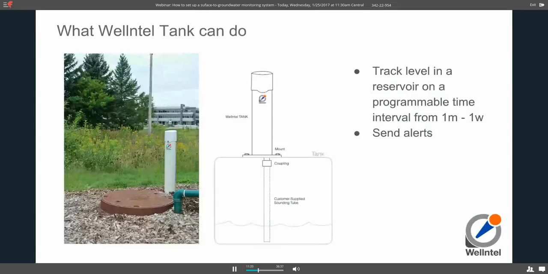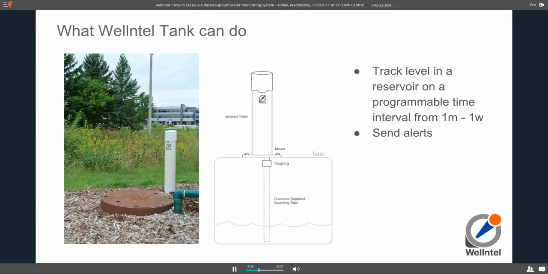However, that was all about groundwater, right? And this conversation is about surface water as well. So coupled with a Wellntel on a groundwater well in a nearby reservoir or surface water body, we might add a Wellntel tank system. This is a sensor. Frankly, it's the same sensor with a slightly different set of programmings.